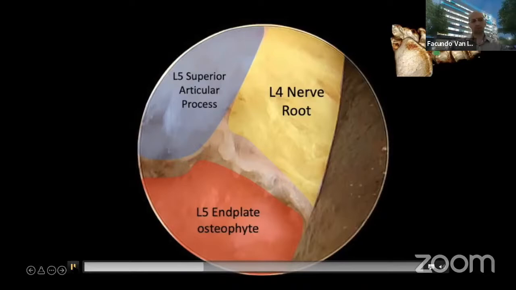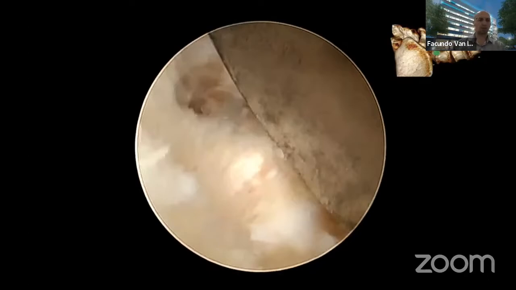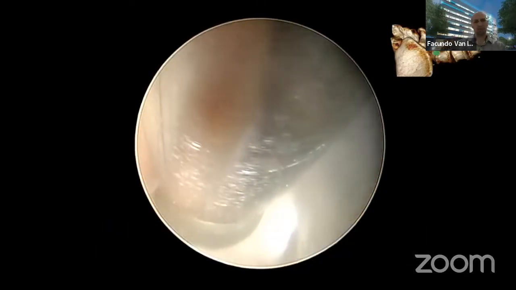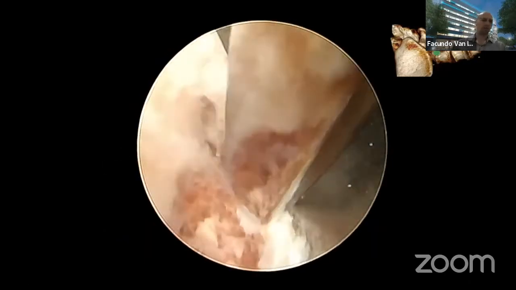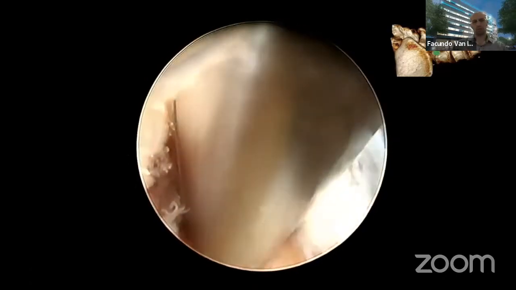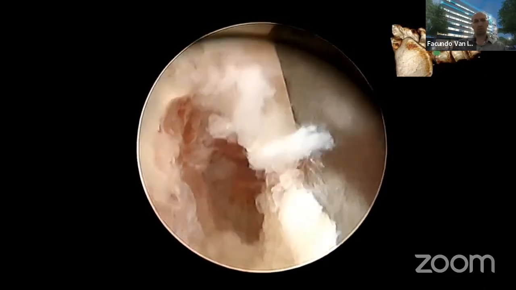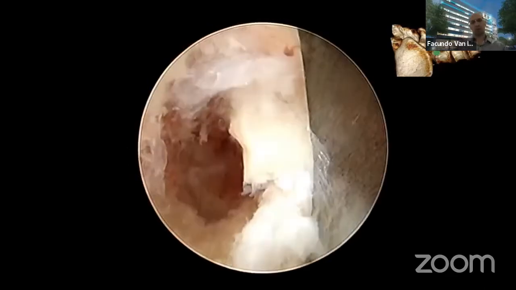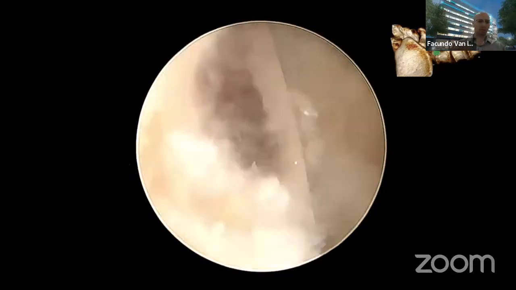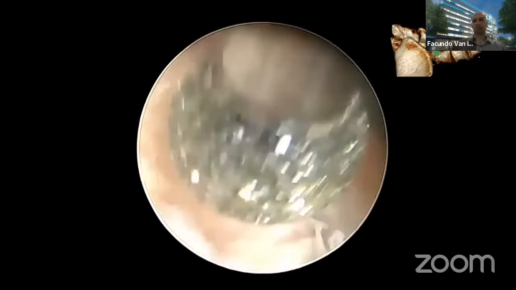So we're going to start protecting the nerve root with the working sheath and drilling the center of the osteophyte. The idea is to cavitate the osteophyte and then fracture it from the outside to the inside, and then remove the osteophyte with a Kerrison punch, protecting the nerve root in every step. We are going to drill here from lateral to medial to make sure that the whole extent of the osteophyte of L5 is removed.